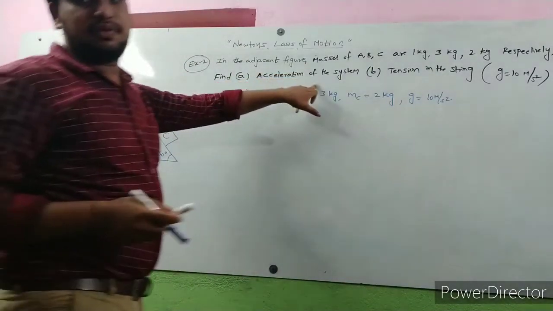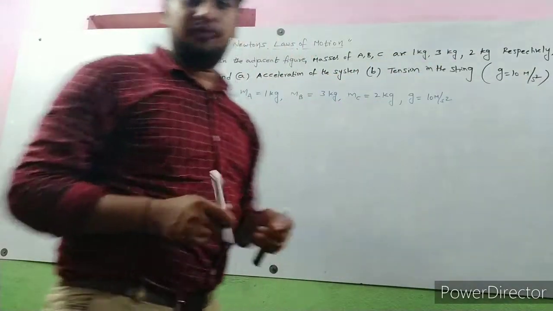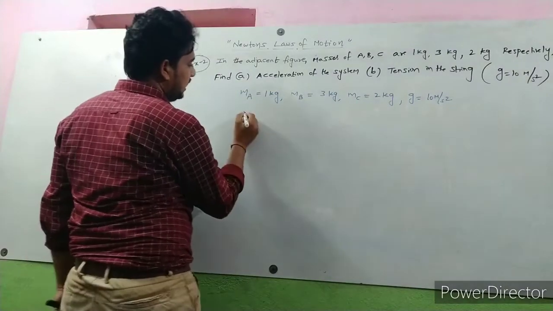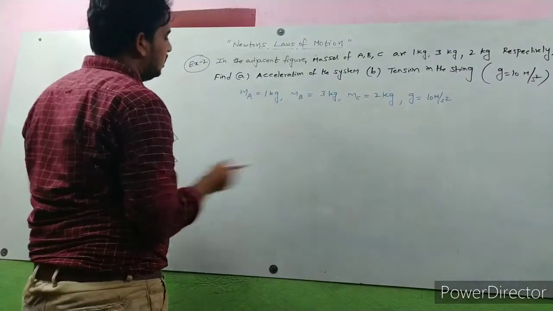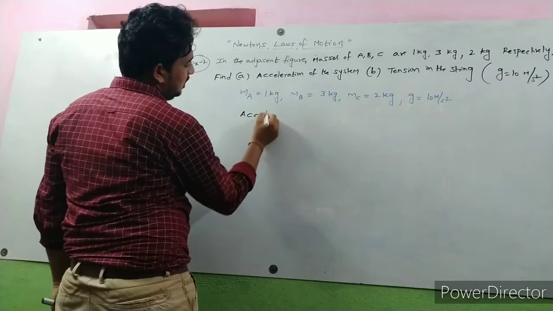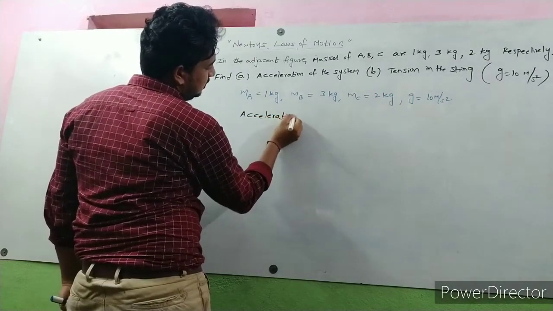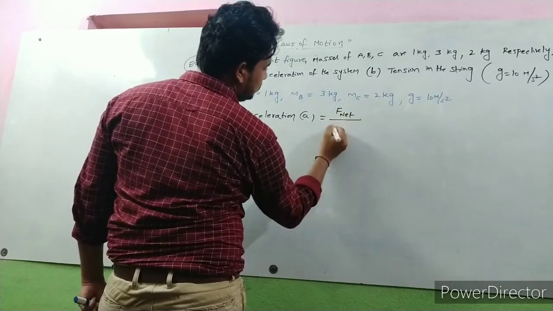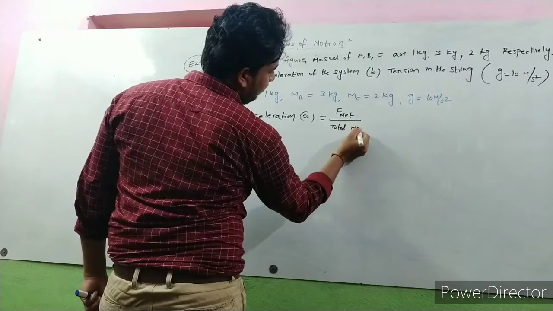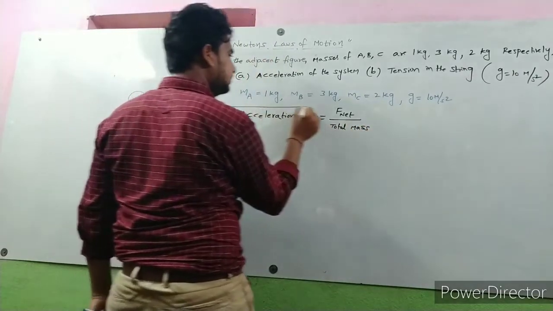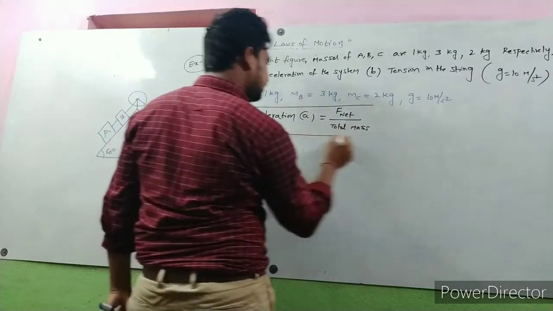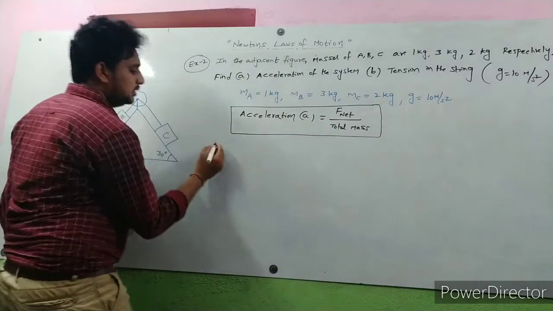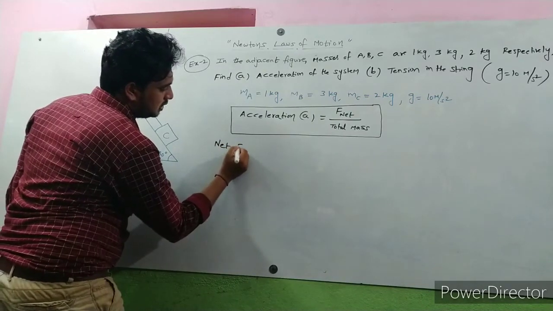So what do we need to find here? The acceleration of the system and the tension in the strings we need to find. For finding acceleration, first of all, the acceleration formula. What is the acceleration formula? A is equal to net force by total mass. So this is the acceleration formula. Now net force, and how to find net force?